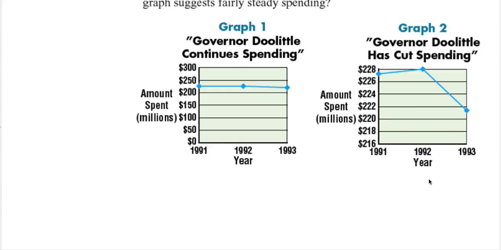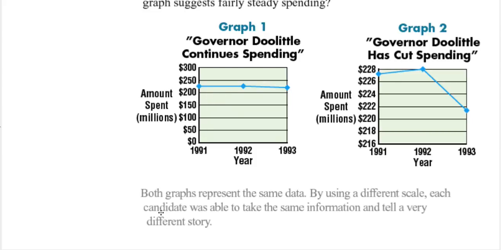This is a graph about Governor Doolittle's spending habits. Graph 1 and graph 2. If you notice, even though they look different, both graphs represent the same data. They were graphed using the same data, but by using a different scale, each candidate was able to take the same information and tell a very different story.